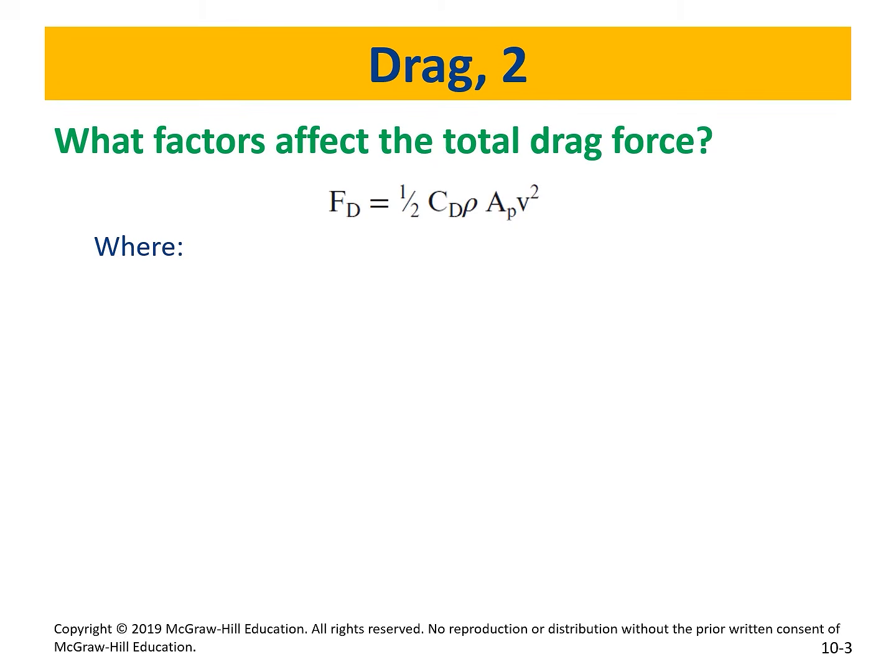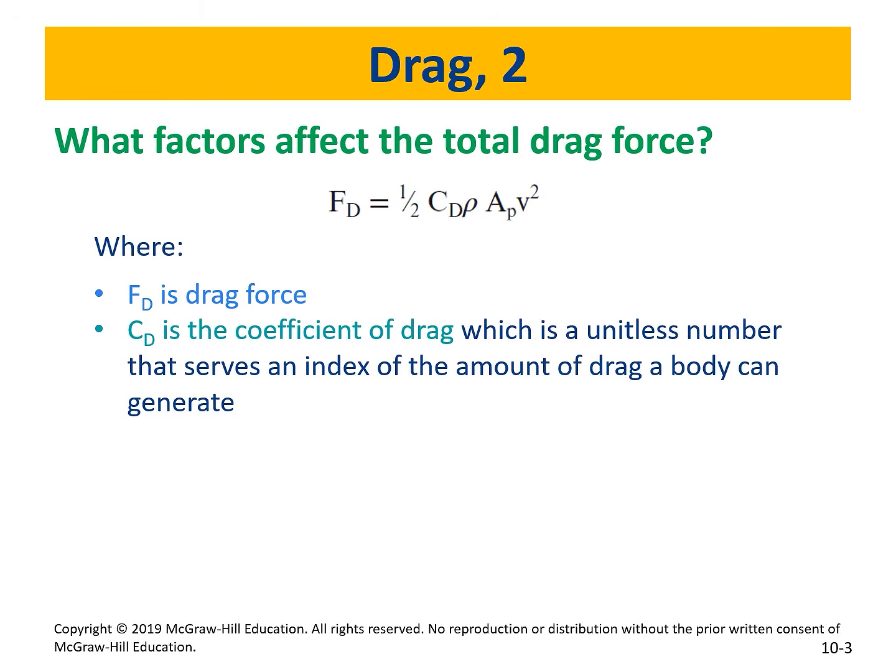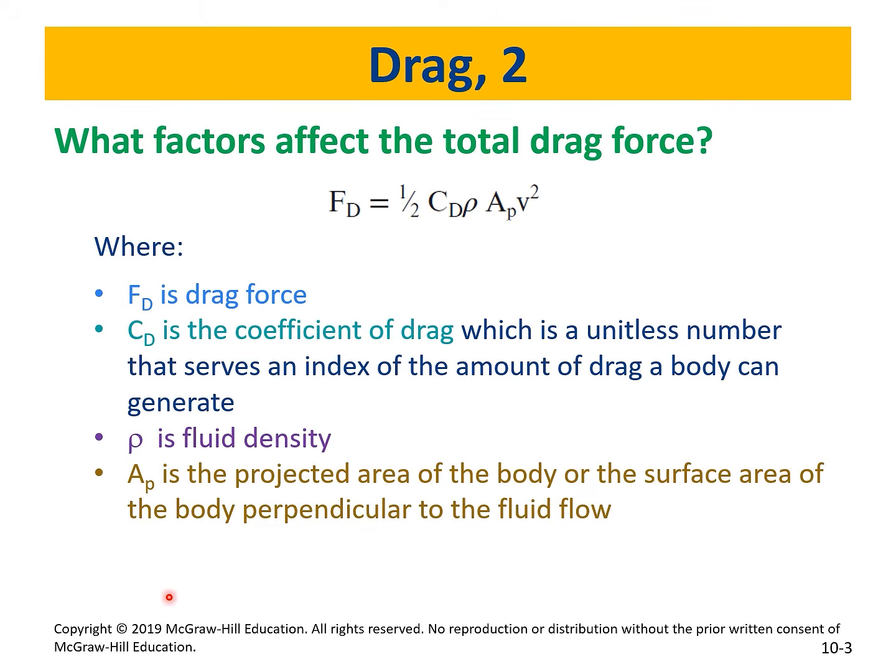So we did that, and then we looked at this formula, right? That's the drag force, and we say that C_D is the coefficient of drag. It's a unitless number, an index of the drag a body can generate. Each body has a different drag coefficient, right? We have the fluid density, kilograms per meter cubed, right? And then we have A_P, the projected area of the body, and you can see that the drag force is directly proportional to the area. The larger the area, the larger the drag, right?